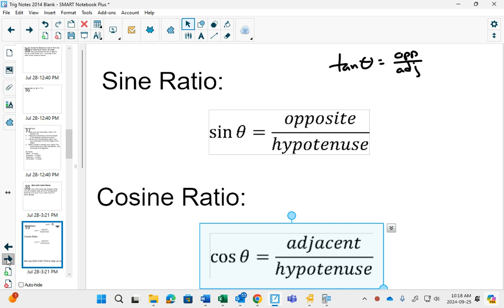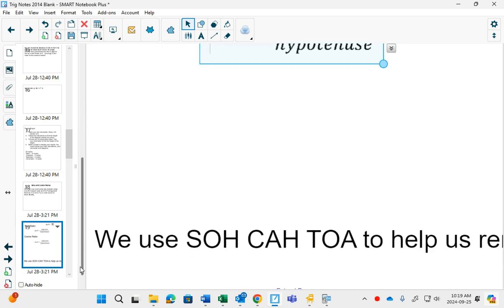Now in grade 10, they're on your formula sheet. But it is one of the things that isn't on your formula sheet in grade 11 or grade 12. And so you need to be able to memorize it. And memorizing it is actually quite easy.